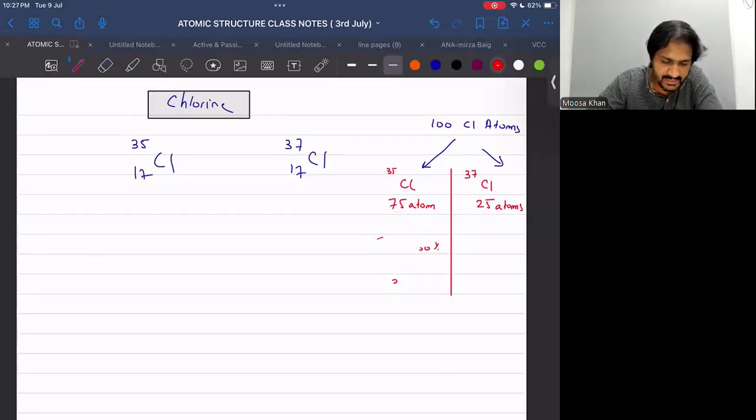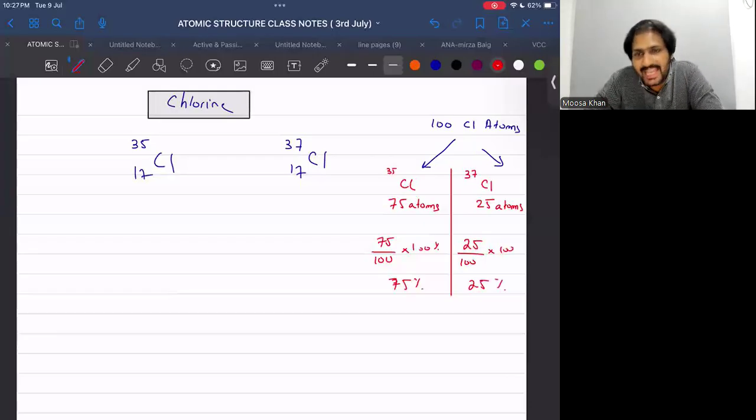How do you find the percentage? 75 atoms are of those with the mass number 35 out of 100. So you're going to get 75%. And 25 atoms of chlorine are those with the mass number 37. If you find the percentage of these isotopes, you will get 25 over 100 into 100. It would be 25%. Now, does this percentage always stay like this? Yes, it always stays like this.